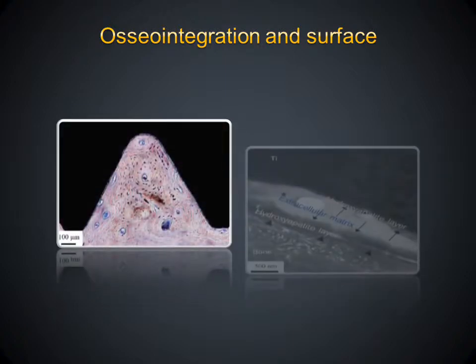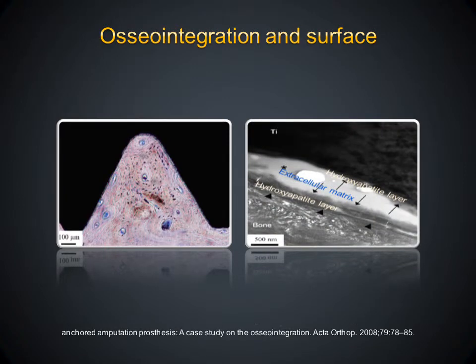In osseointegration, the implant surface contacts with the extracellular matrix, which is composed of the hydroxide epithelial layers in implant and bone aspects. The bone tissue grows on extracellular matrix composed of proteoglycans.